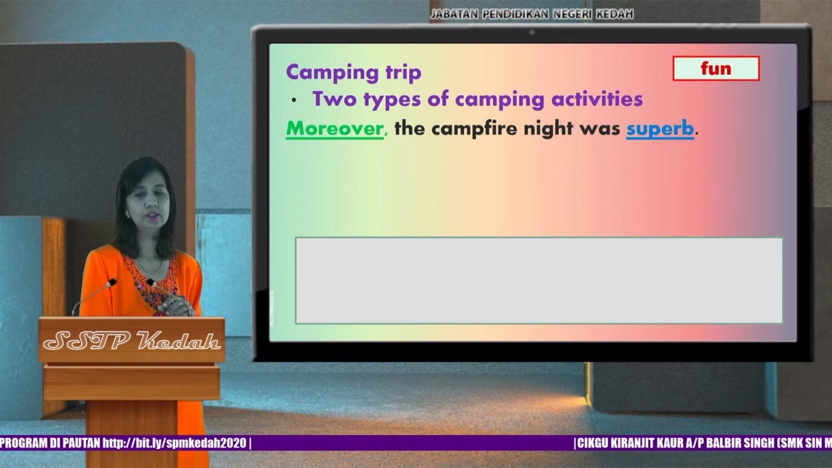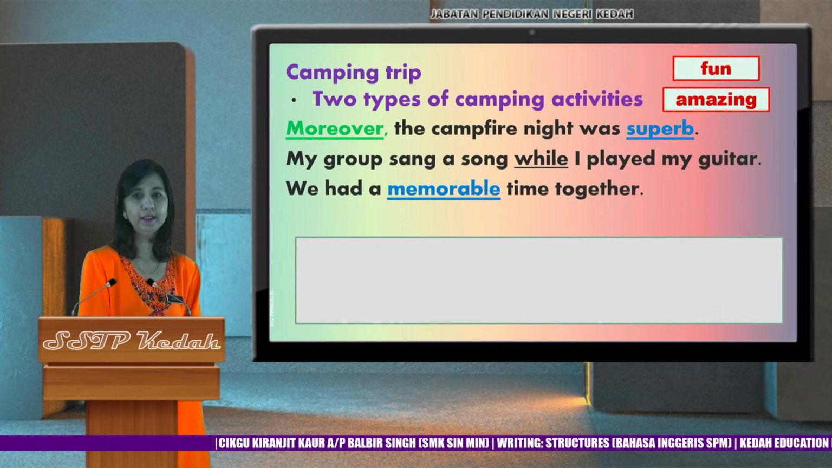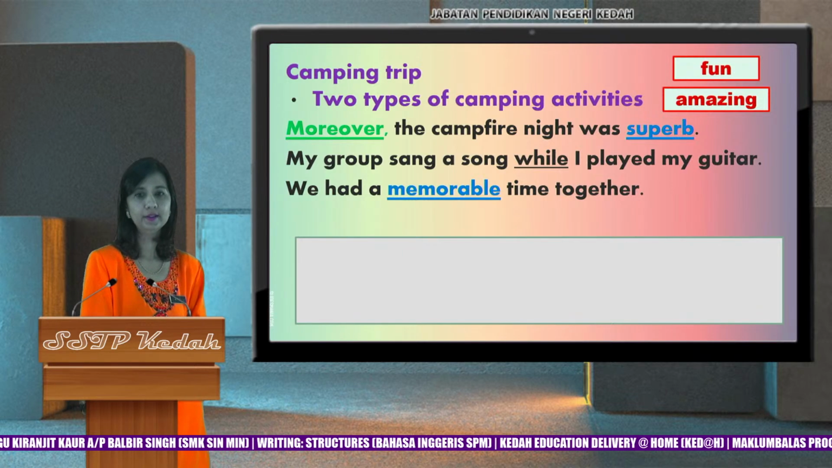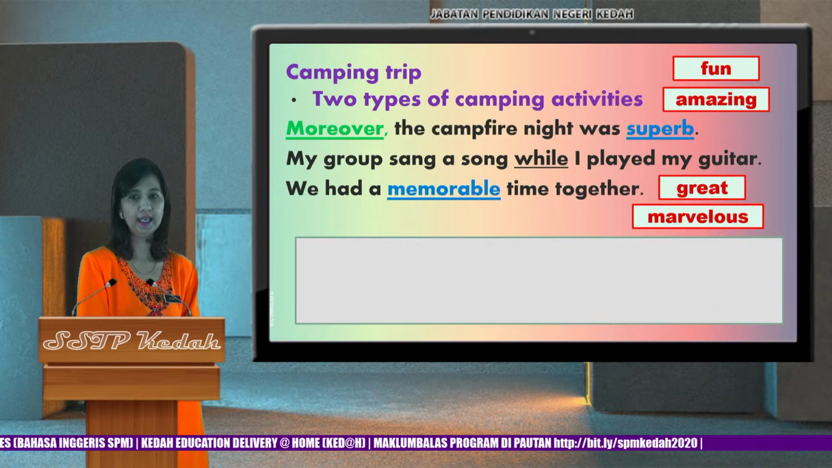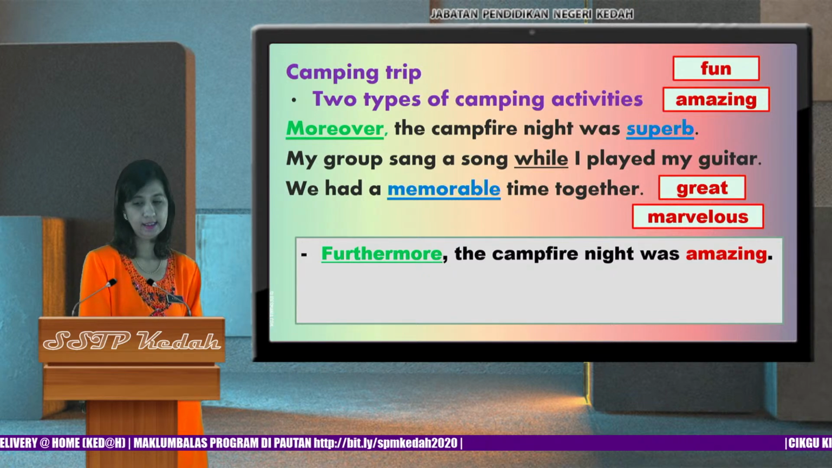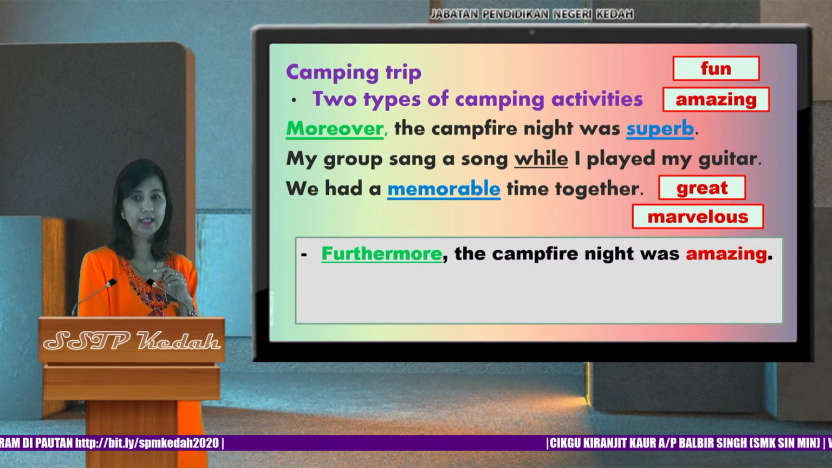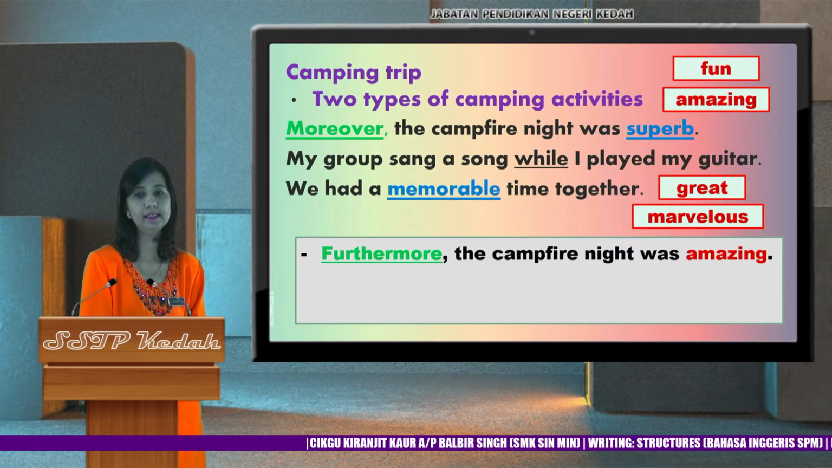Moreover, the campfire night was superb. I don't want to write the word superb, so I can change to fun or amazing. My group sang a song while I played my guitar. So that's a complex structure there. And we had a memorable time together. If you don't want to write memorable, you can change to great time together, marvelous time together. So we look at another way of writing the first sentence. Moreover, the campfire night was superb. You can change to furthermore, the campfire night was amazing.